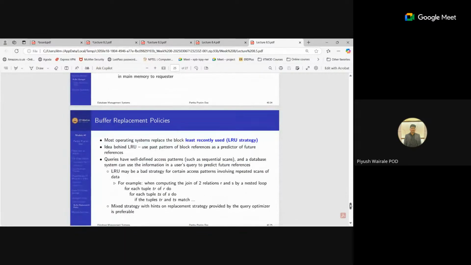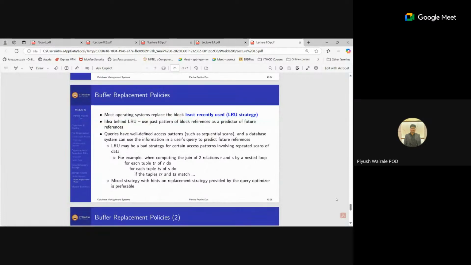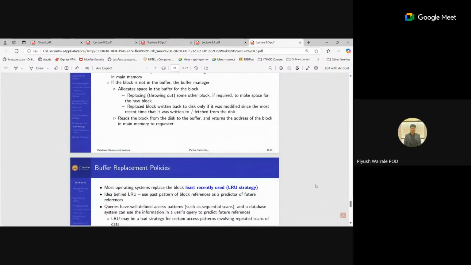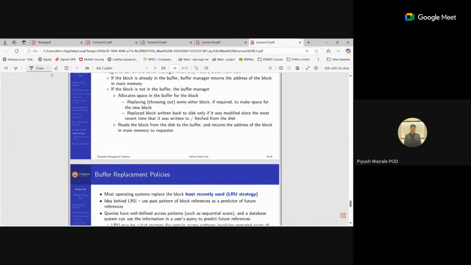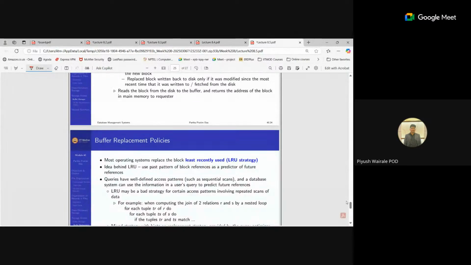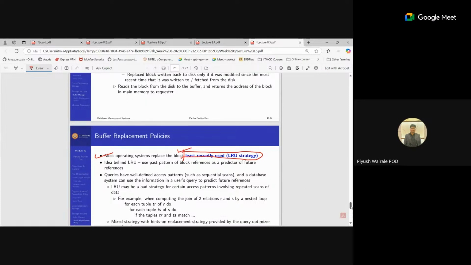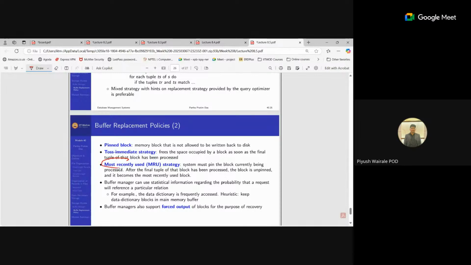Here you can see we have two different techniques, right? For example, we have a buffer storage and we are storing elements in it. If I want to allocate a new element to that buffer, which element do we need to remove? For that we have a few things. Most operating systems replace the block based on the LRU strategy. What is LRU, what is MRU? That is the most recently used strategy. We'll discuss one example based on that.